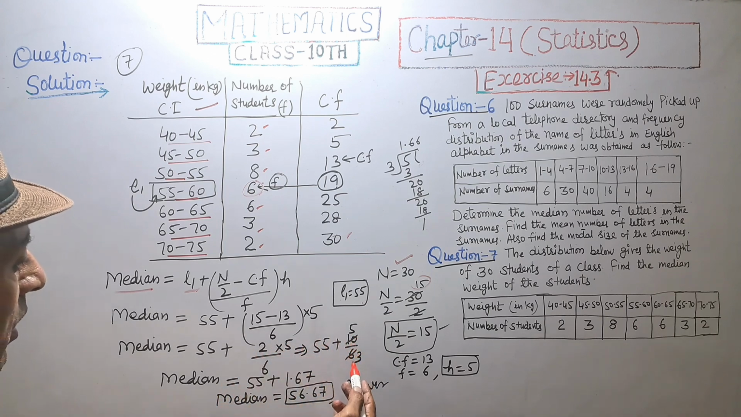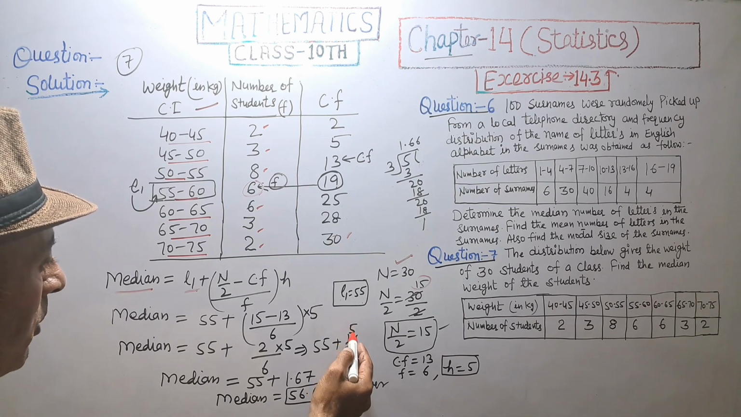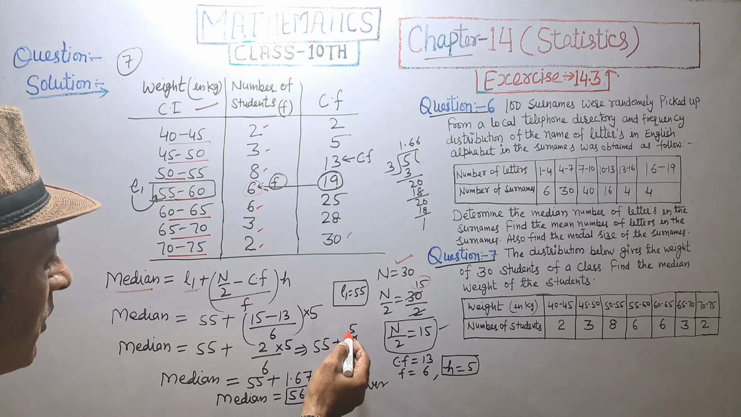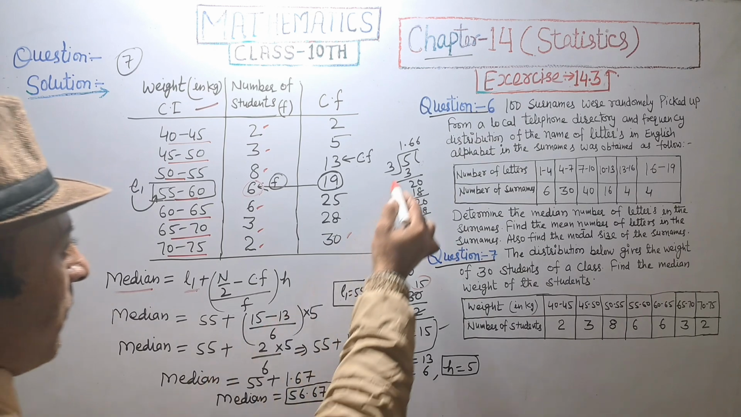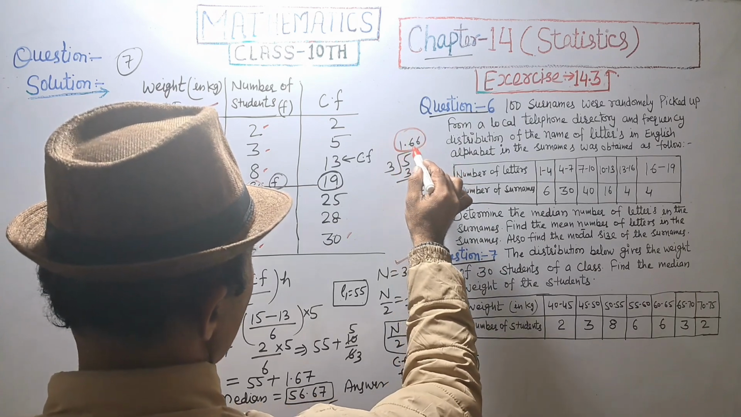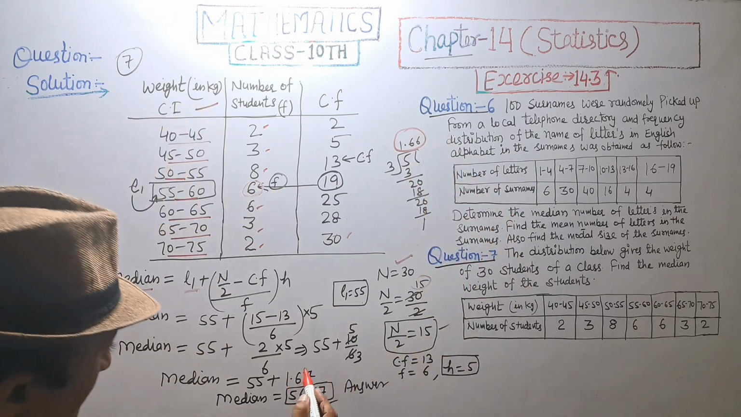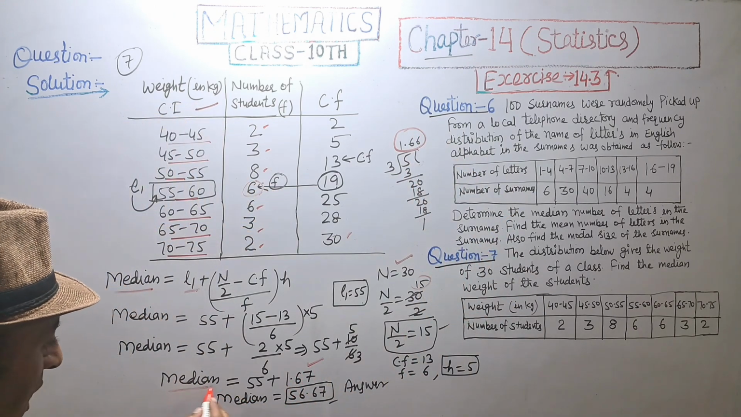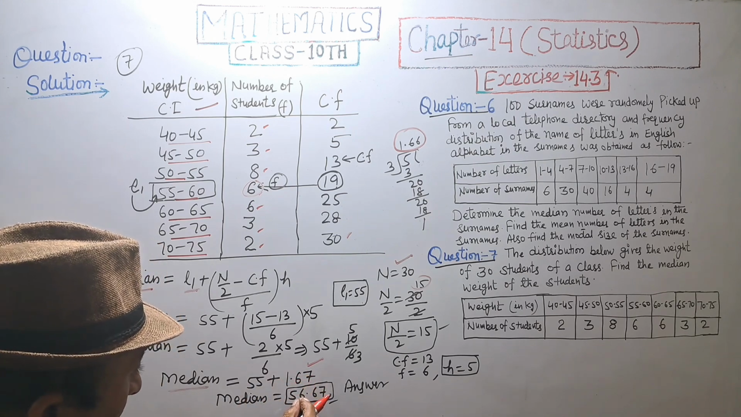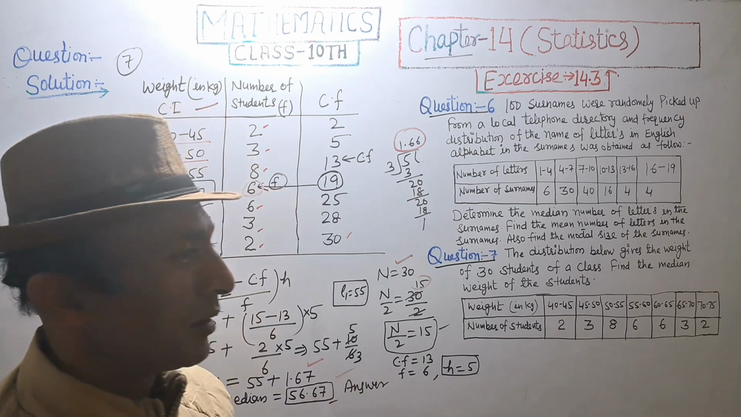2 5s are 10 upon 6. 10 divided by 2 is 5, and 6 divided by 2 is 3. And 5 divided by 3 is approximately 1.666, and we can take it as 1.67. So median is equal to 55 plus 1.67, that is 56.67. Answer. Thank you so much.